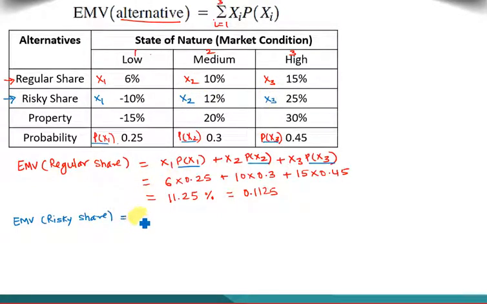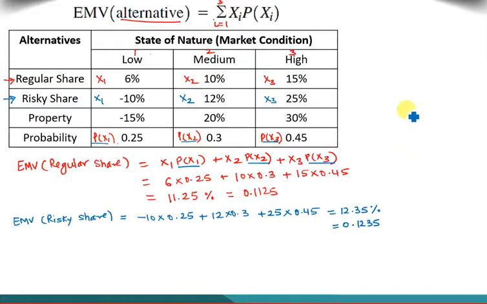So when we substitute it, we get minus 10 multiply 0.25 plus 12 multiply 0.3 plus 25 multiply by 0.45, which will give us 12.35 if you write it in percentage, or 0.1235.